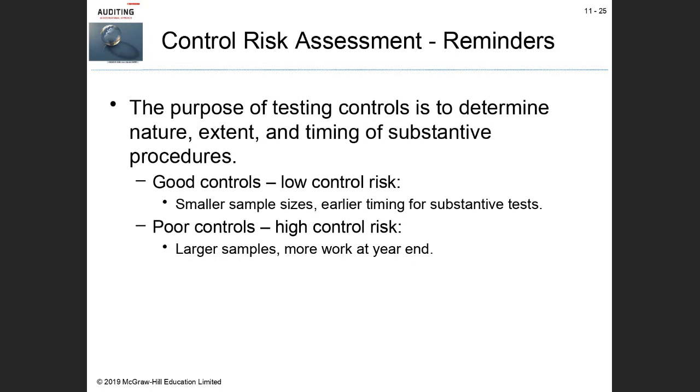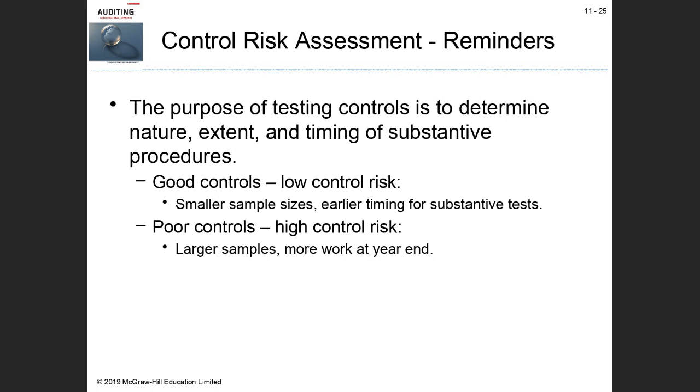So when the auditors allow detection risk to increase, as we see in the PowerPoint, it means they will look at fewer items, right? They'll have smaller sample sizes, and they'll do more of their work before the end of the year because they're going to rely more on the internal control system to detect and correct material errors in the financial statements. On the other hand, if the auditors assess that the internal control system is weak, right?